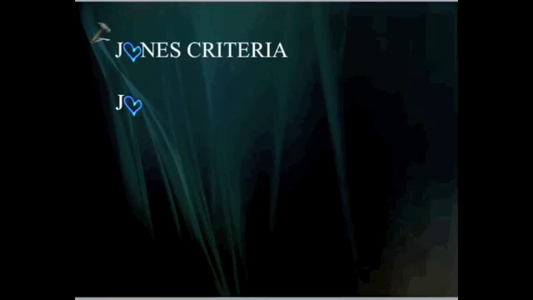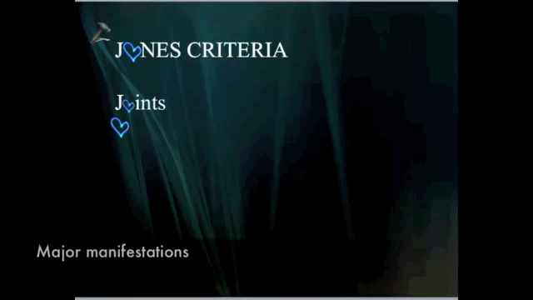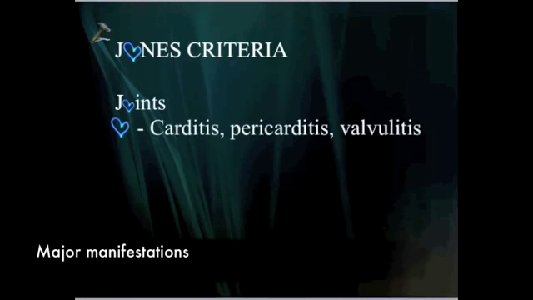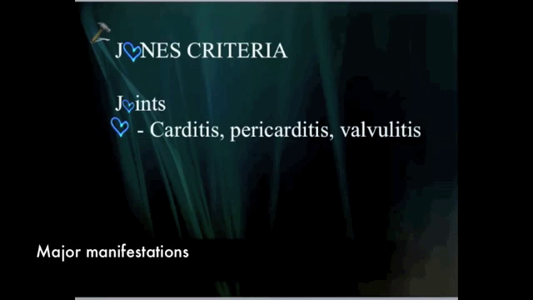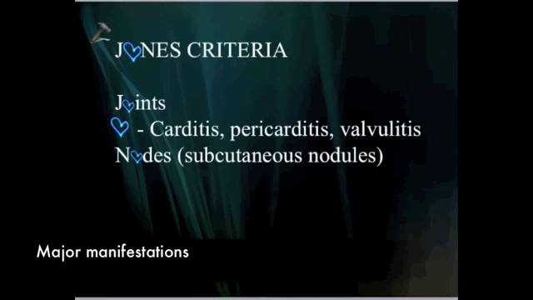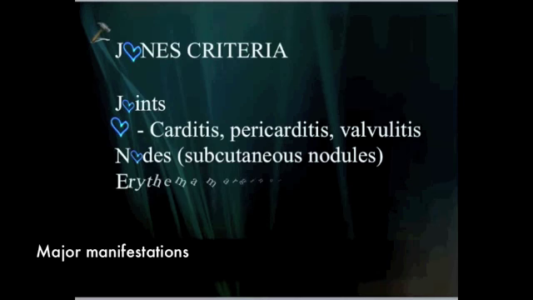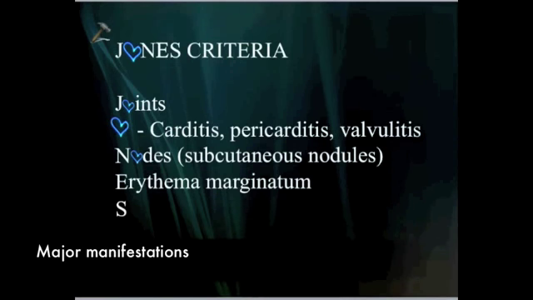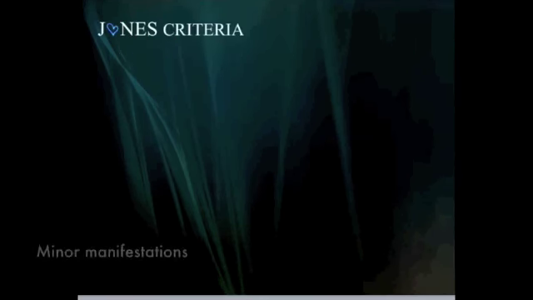This is a migratory polyarthritis affecting the large joints. The O can either stand for obvious because the heart is the obvious organ that we're talking about, or it can be thought of as looking like a heart, causes a pancarditis and numerous other sequelae. The N stands for subcutaneous nodules, and we'll talk about this in just a moment. The E is a very distinctive rash called erythema marginatum, also known as erythema annulare because of its ring shape. And finally, the S is for Sydenham's chorea, which is a neurologic sequelae.